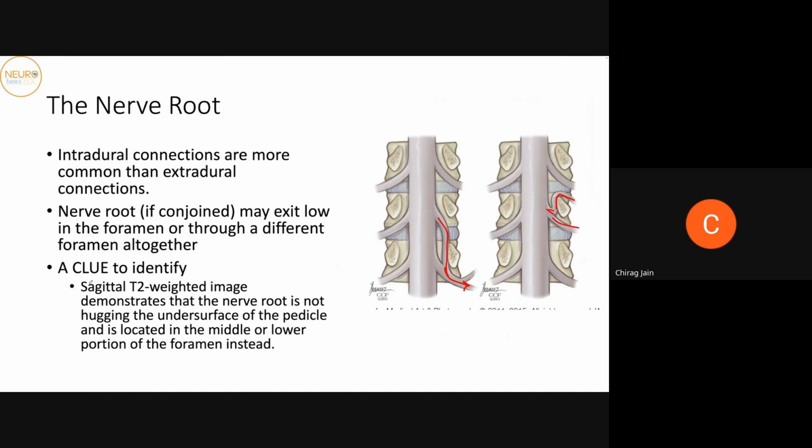But one clue to identify it is to look at sagittal T2 weighted images. This is how the neural foramen usually looks. This is the superior border, this is the inferior border, this is the anterior border, and this is the posterior border. The nerve root should be lying as close as possible to the pedicle, or the superior border. Whenever you have a conjoined root, it ends up pulling the nerve root down. So your nerve root may now lie more inferiorly or in the middle rather than superiorly. This is one indication that you have a conjoined nerve root.